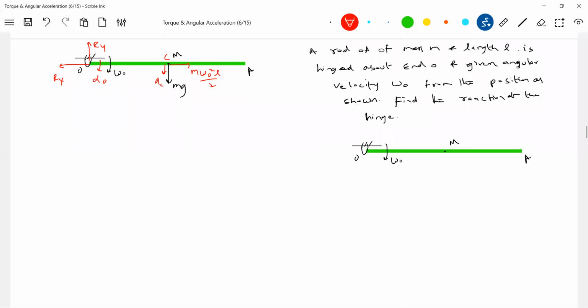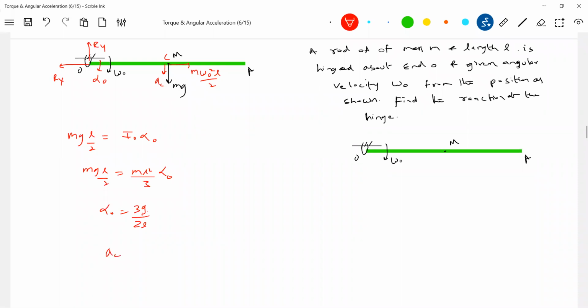So write down the equation again. Mg into L by 2 equal to I_O alpha. Same thing like the previous problem, we do it in a similar way. So alpha naught equal to 3g by 2L. Then after getting this, I want the acceleration of center. Don't write AC, sir, weight mg is acting, then acceleration of center equal to g? No, you write down the equation.